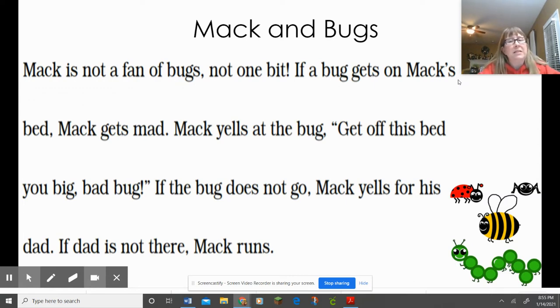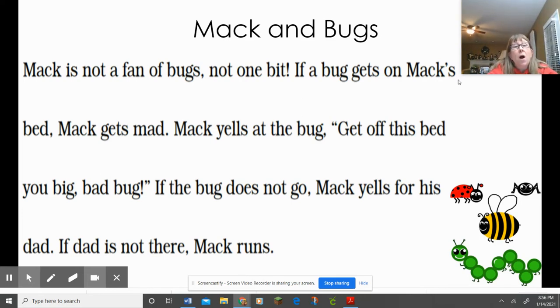Okay, so let's read sentence 2. I'll read it. You'll repeat me. If a bug gets on Mac's bed, Mac gets mad. Let's read that. If a bug gets on Mac's bed, Mac gets mad.